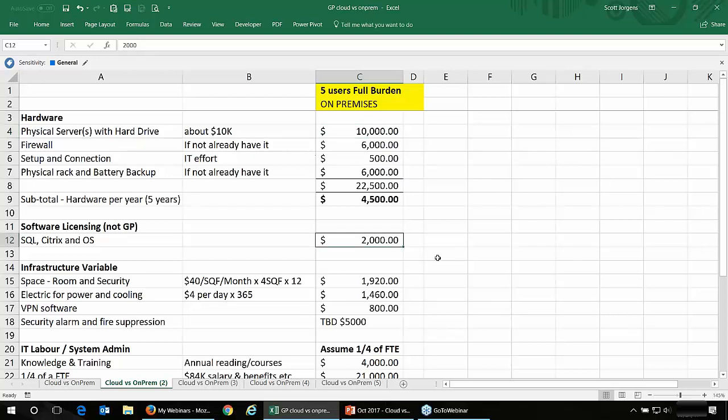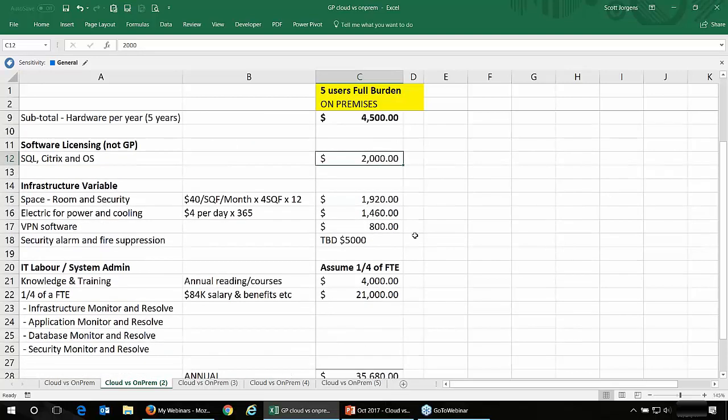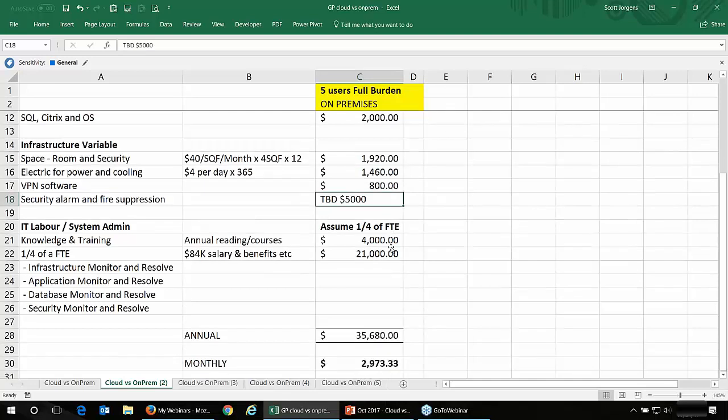Moving down, we have our additional SQL and Citrix licensing. We have some variable infrastructure costs. So if we look at $40 per square foot on your lease times a minimal 4 square feet, and you have a real estate cost for that closet where your server is sitting. There's electric for power to not only power up the servers, but also for air conditioning and cooling the servers. You have VPN software. There may be additional security alarms, fire suppression. These all add in. Adding in administrative staff.